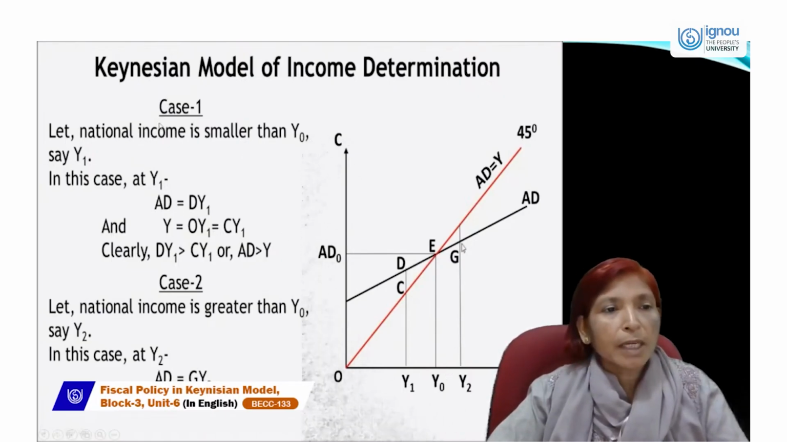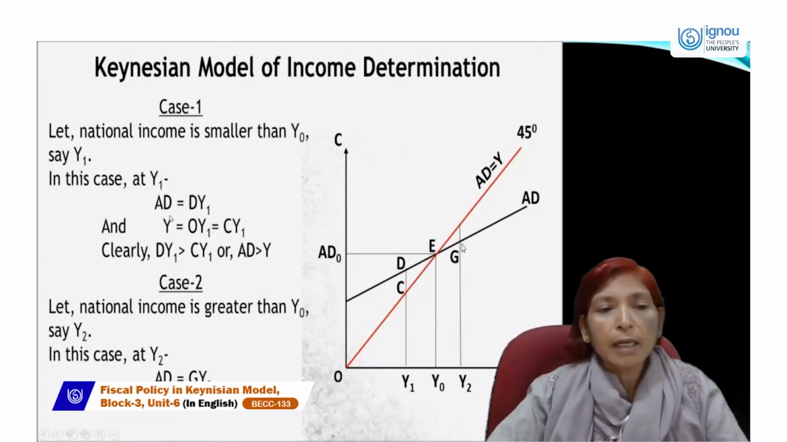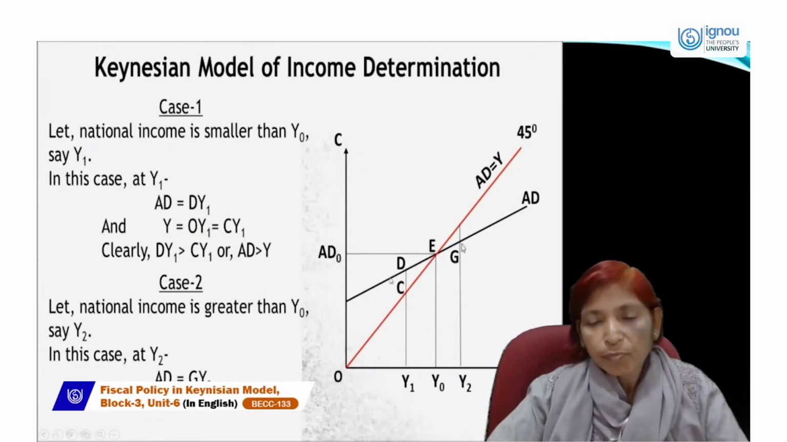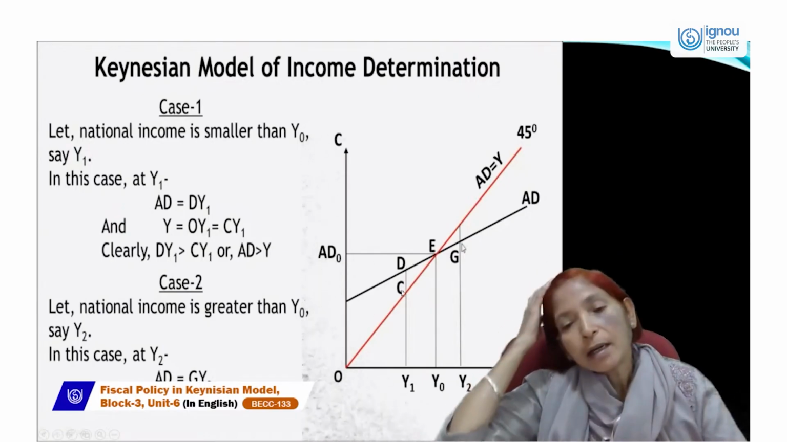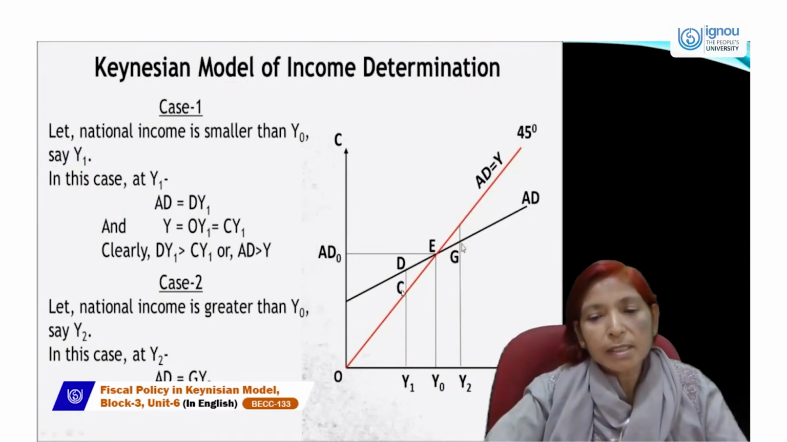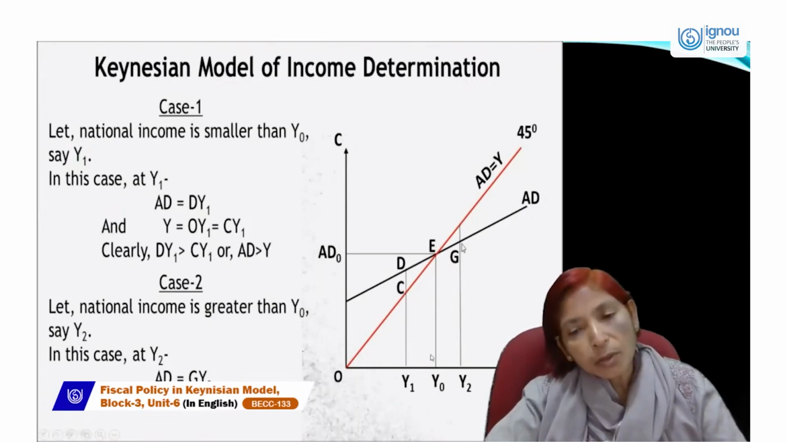So in case 1, if national income is smaller than Y0, like Y1, in this case aggregate demand is more than aggregate supply. So at this point, demand is more but supply is less, then producers will be encouraged to produce more goods and services. In this case, the pressure falls on income and income will again increase from Y1 to Y0.